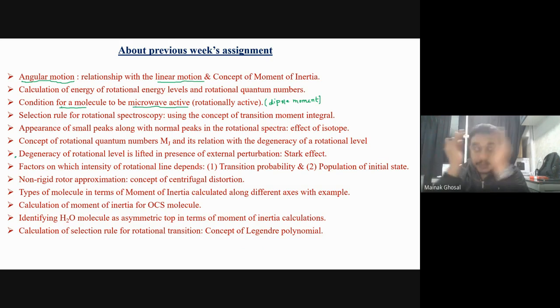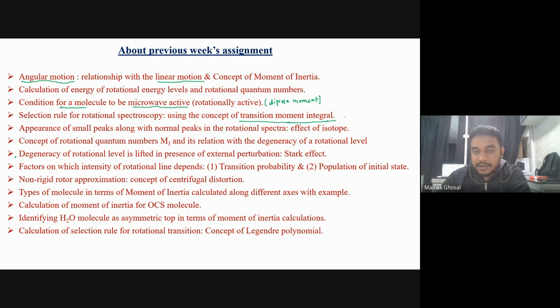That's why it was also shown that a homonuclear diatomic molecule, where there is no dipole moment, is rotationally inactive. But a heteronuclear diatomic molecule, which has a permanent dipole moment, is rotationally active. Then there was a discussion on the selection rule for rotational spectroscopy, using the concept of the transition moment integral.